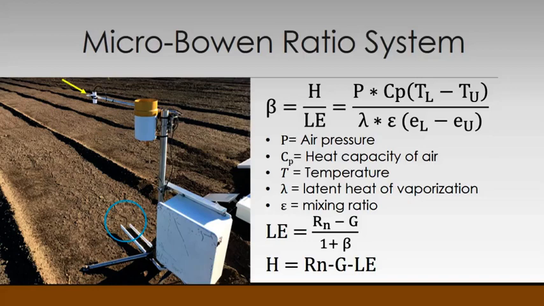And by determining the Bowen ratio, as long as we have net available energy through Rn and G measurements, we're then able to determine latent heat flux and then sensible heat flux as the residual.